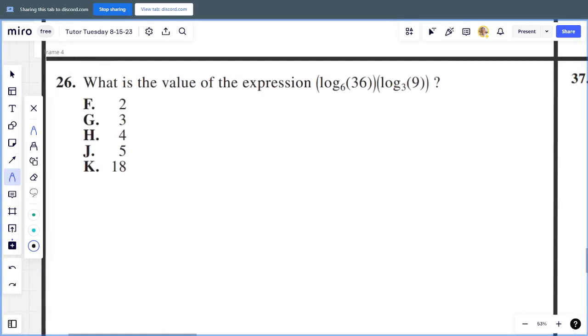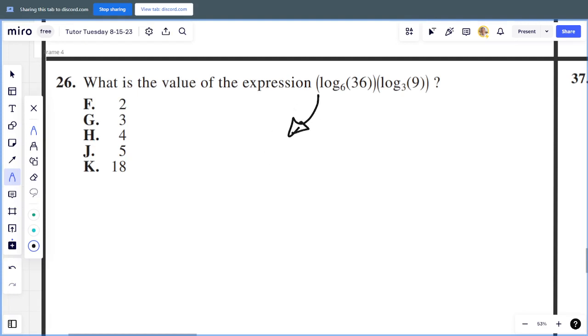This ACT problem is asking us what is the value of the expression log base 6 of 36 times log base 3 of 9. See if you can take a second to figure out what that's asking us. Alright, I see we already have an answer. That was very quick. You must be good with logs. I'll show you how I would do this one.